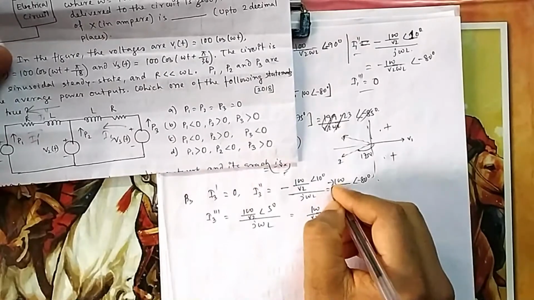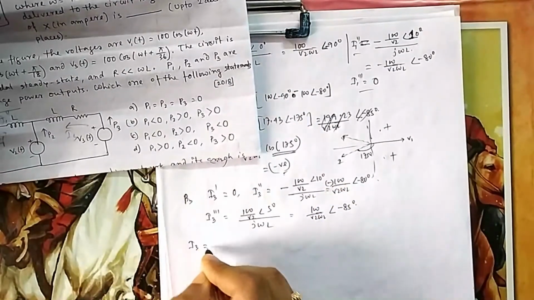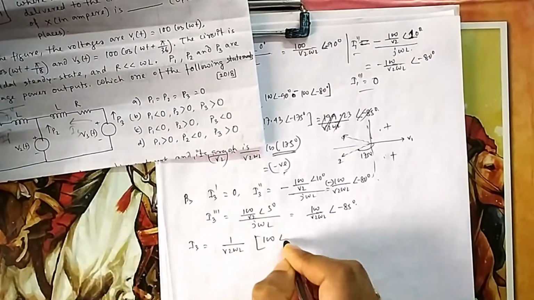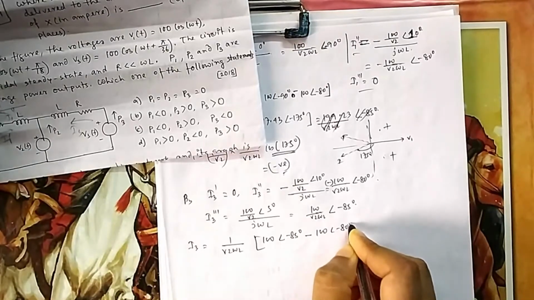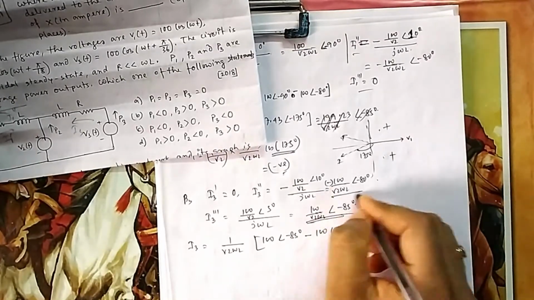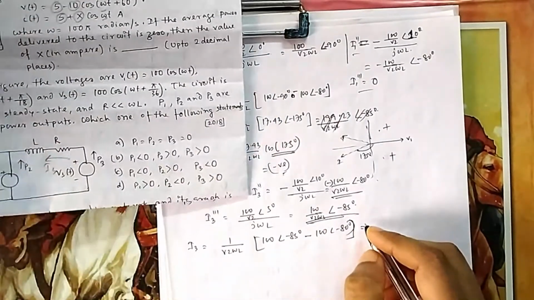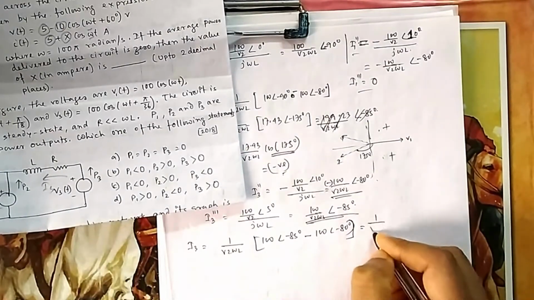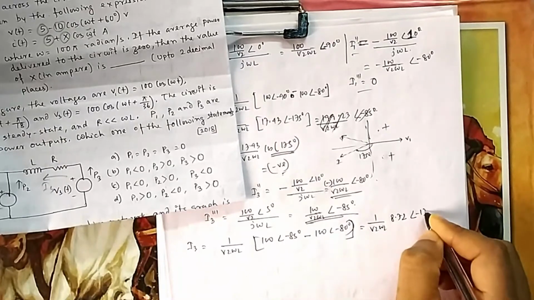This is minus. So now if you add all the I3, it will be 1 by root 2 omega L, 100 at an angle of minus 85 minus 100 at an angle of minus 80. This is positive, but this is negative, so that's why minus, if you add these two. So again you will get something of this fashion, 1 by root 2 omega L, and this is 8.72 if you do the calculation, at an angle of minus 172.5.